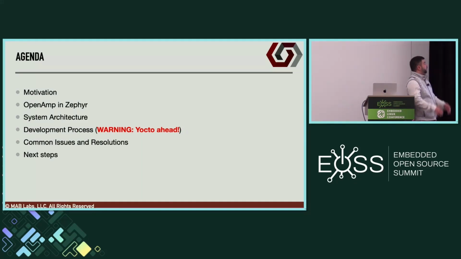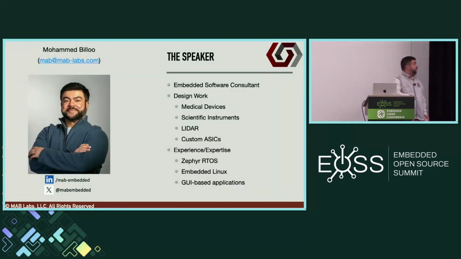We're going to talk about what that looked like, and the development process. This is not a Yocto class, but because of the nature of the project I worked on, there were some Yocto bits, so we'll go over that in a slide or so. Then some common issues and the resolutions that I discovered, so if you're also doing something with OpenAMP, that could be useful for you, and then next steps to wrap it up.